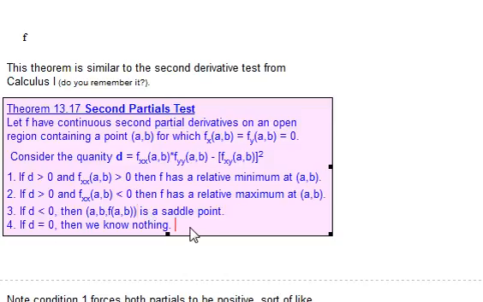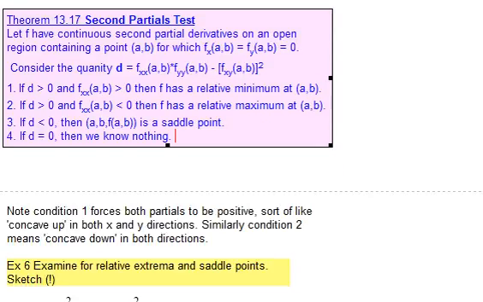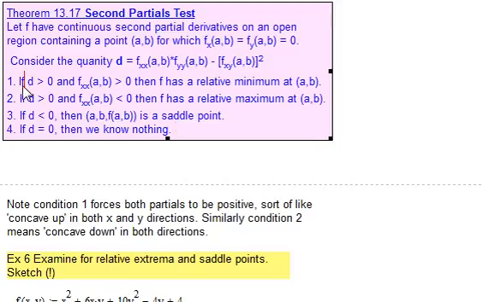And if D equals 0, then just like sometimes the second partial derivative test doesn't tell you much in Calculus 1, because the second derivative equals 0, then we don't know anything. Okay. So condition 1 forces both partials to be positive, sort of like concave up in both x and y directions. Similarly, condition 2 means concave down in both directions. So hopefully you understand that.